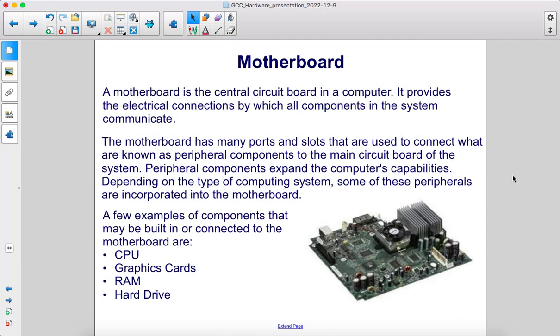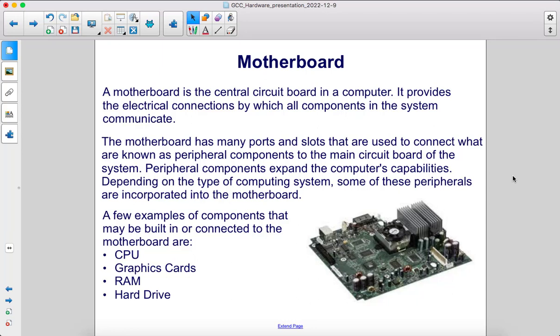A motherboard is the central circuit board in a computer. It provides the electrical connections by which all components in the system communicate. The motherboard has many ports and slots that are used to connect what are known as peripheral components to the main circuit board of the system.